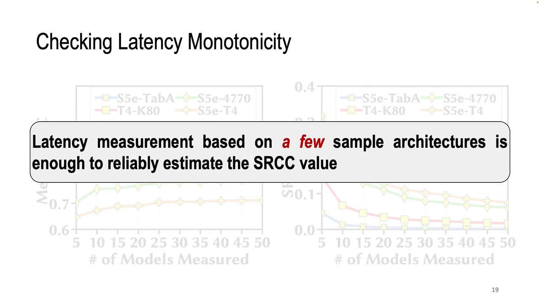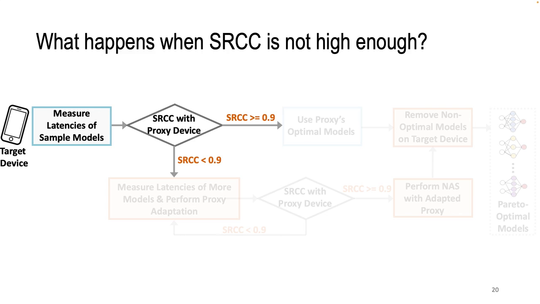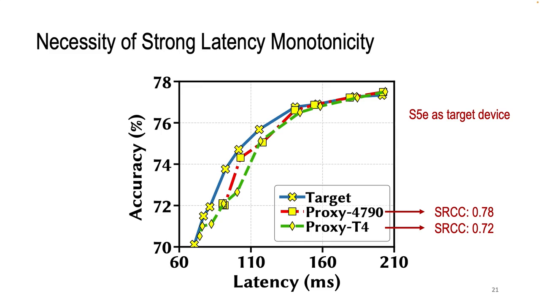So the cost of measuring latencies for the small set of sample architectures is negligible compared to building a device-specific latency predictor. The next question is what happens when the latency monotonicity is not high enough between target and the proxy. In our experiment, we empirically set 0.9 as the threshold, let's say γ. In this figure, we show the final Pareto-optimal models searched with proxy's latency predictor when the SRCC threshold is not met.